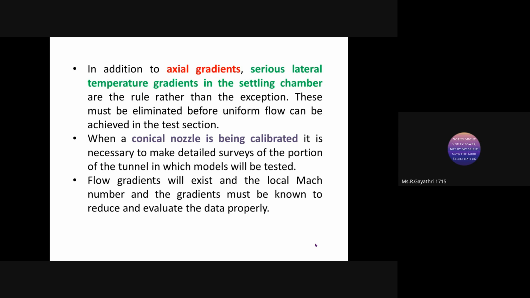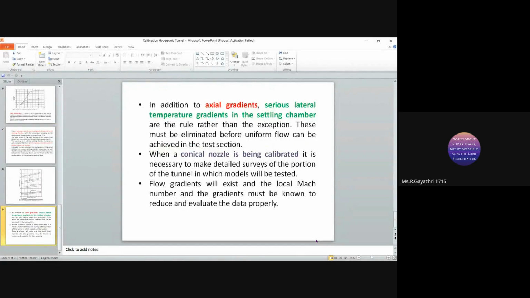So with these changes, we can attain the expected Mach number without reducing or increasing the target value. So the adjustment or calibrations can be done to avoid those gradients and meet the required operating conditions.